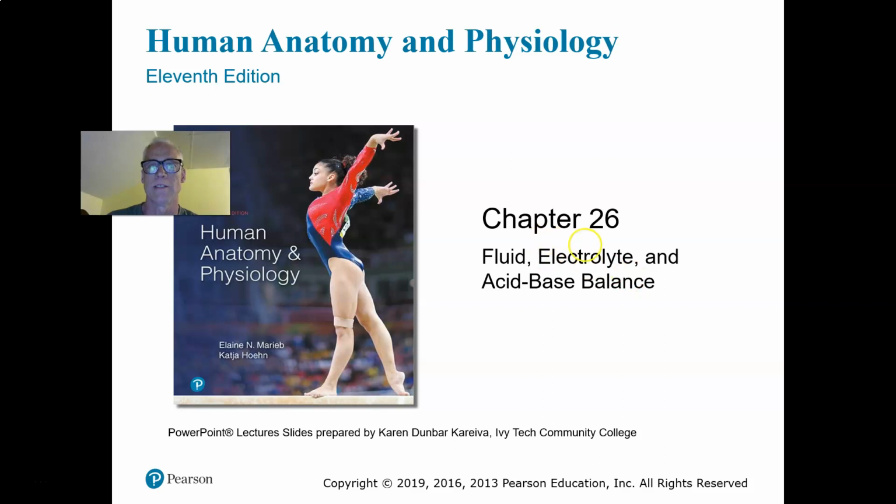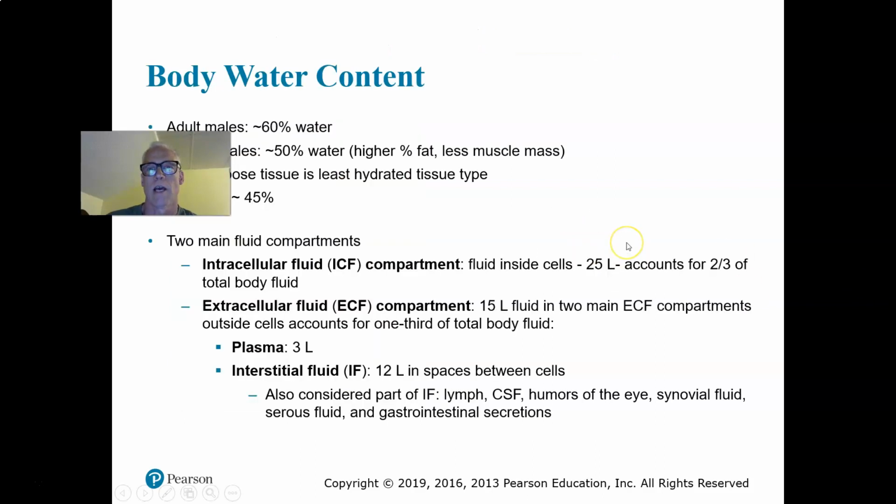This is the first in a series in which we'll be taking a look at Chapter 26 of the Merriam Human Anatomy and Physiology text. We'll be talking about fluid, electrolyte, and pH balance. And really, this is an extension of Chapter 25, renal physiology. We're just going to be taking a look at the overall effects of some of the kidney functions and thinking more about the different compartments, the fluid compartments of the body. So let's take a look at the fluid compartments.